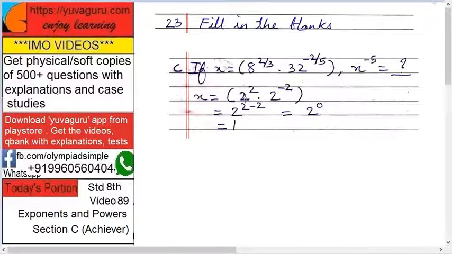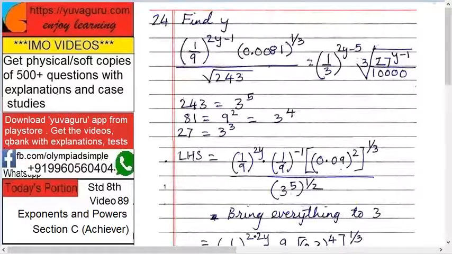So it becomes 2 raised to, now bases same, indices can be added. So 2 raised to 2 minus 2, right? 2 here and minus 2 here. So 0, 2 raised to 0, that is 1. So x equals to 1.